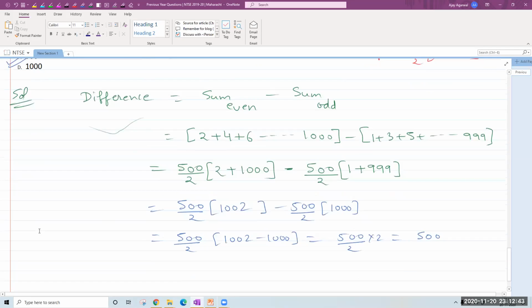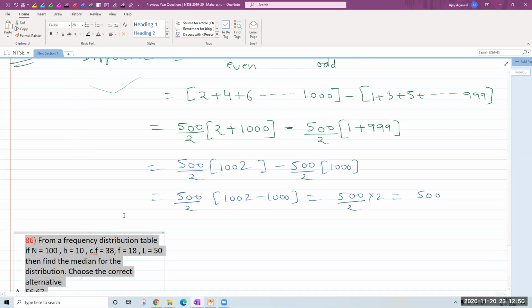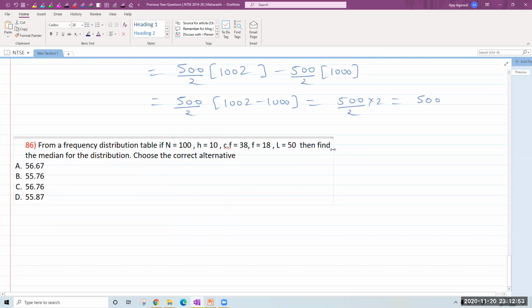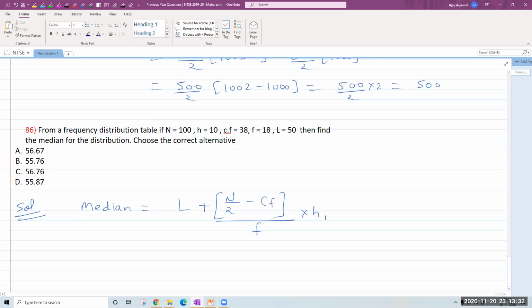So next is 86. This is straightforward. Based on the formula, we can use the median formula and solve it. So the given will be n, h is the height, c is the cumulative frequency, L is the lower limit of the class, f is the frequency. So we know all these parameters. The median formula: median equals L plus (n by 2 minus cumulative frequency) upon frequency, into h.